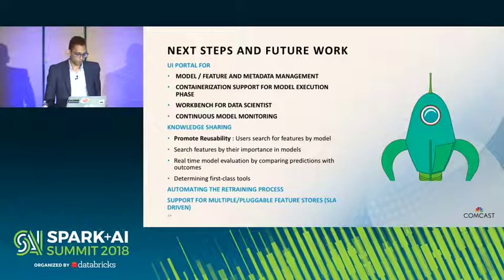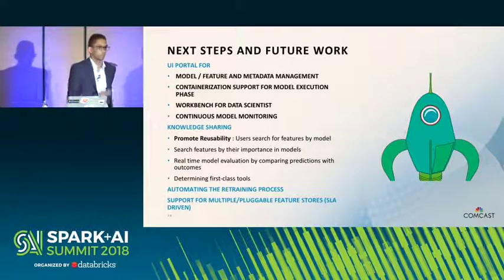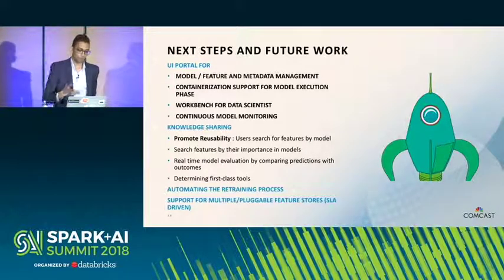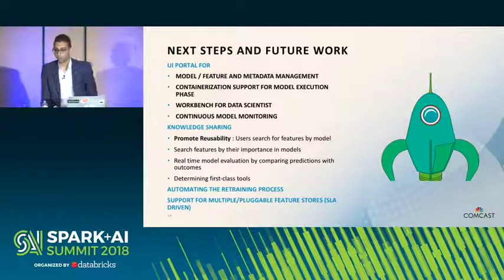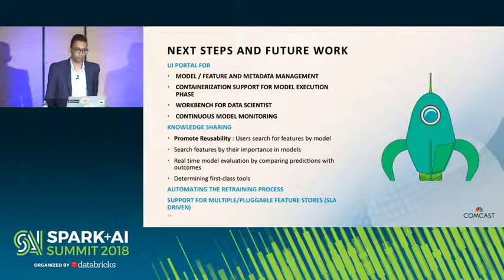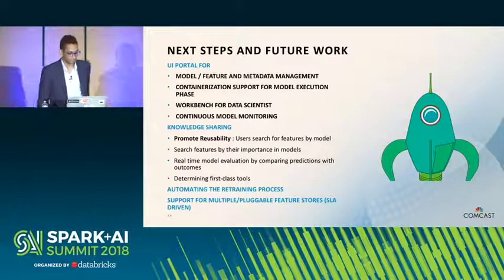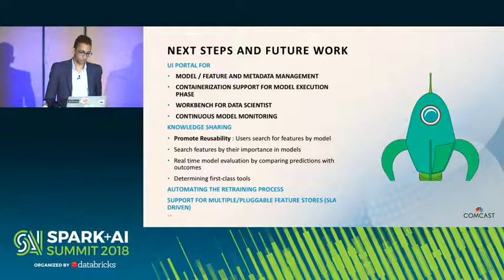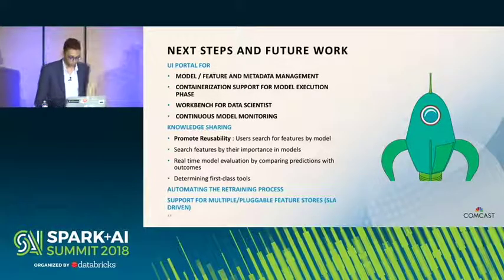One thing I mentioned before was that we want to be completely democratic. We want data scientists to look at work done by other data scientists and be able to leverage it. So this UI portal would enable data scientists to search for features done by different namespaces and use cases, and search for them by importance or whatever. We also want to do more work at determining first-class tools. Right now, we're pretty much letting the data scientists determine what is needed, but I'm going to start doing more pushing back on them. In addition, we're working on automation of the retraining process.